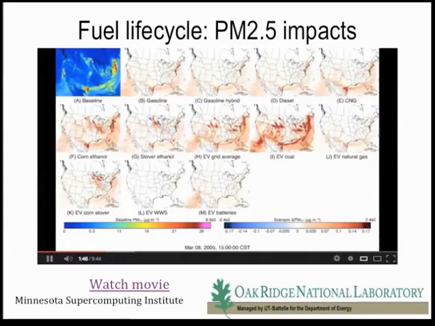I have a movie here. So this is our air dispersion modeling. And what we do is we start with a base case of our emissions. That's up here. We're predicting for every hour over the course of the year. So you see the hours ticking by right here. And then we have all of our different possible fuels.